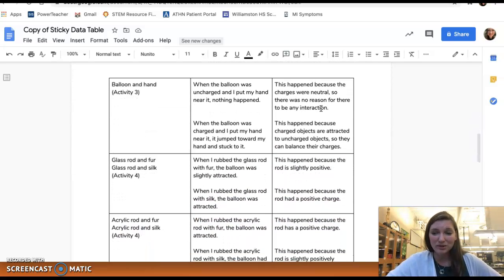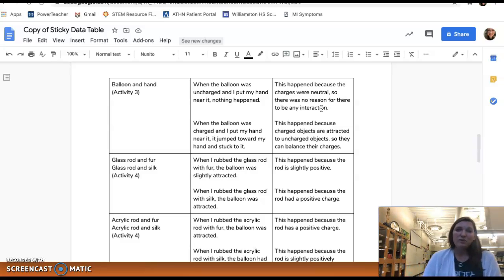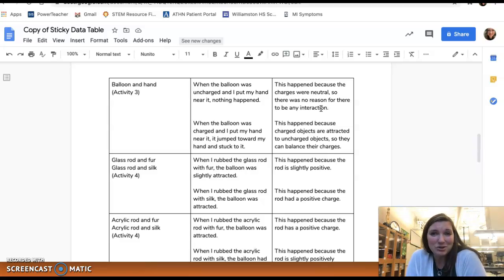So then we had the balloon and the hand activity. When the balloon was uncharged and I put my hand near it, nothing happened because the charges were neutral, so there was no reason for there to be any interaction. But when the balloon was charged and I put my hand near it, it jumped towards my hand and stuck to my hand. This happened because charged objects are attracted to uncharged objects, so they can balance out their charges, right? That balloon may have more negative charge on it, but my hand has positive charge in it, so that negative charge repels the negative charge in my hand, and that balloon finds its balance with my uncharged hand.